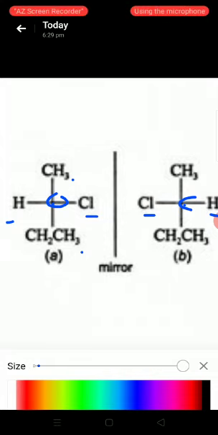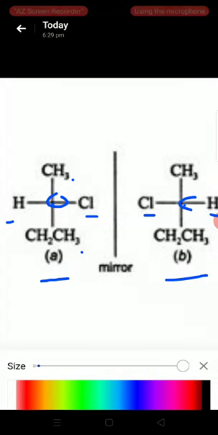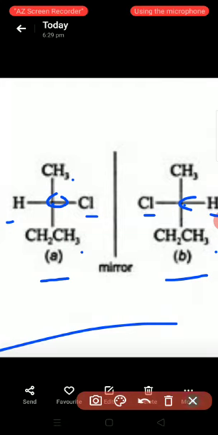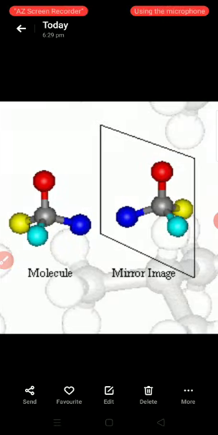These two, image A and image B, are mirror images of each other, just like when we look into a mirror. These are two mirror images, but they are non-superimposable mirror images. That means when this image is put on this image, the chlorine atom lies on the hydrogen and the hydrogen lies on the chlorine. Hence these are non-superimposable mirror images. See here, this is a molecule and this is its mirror image.